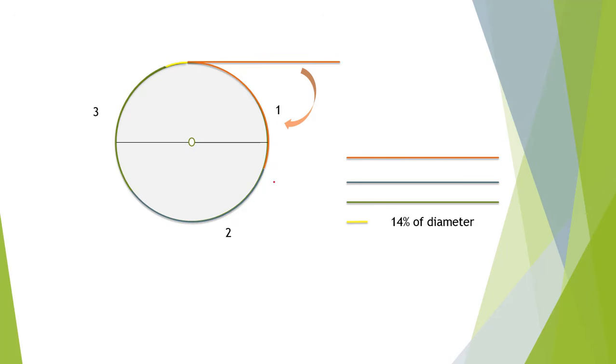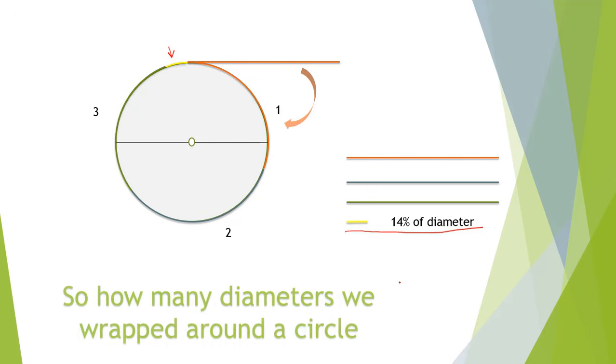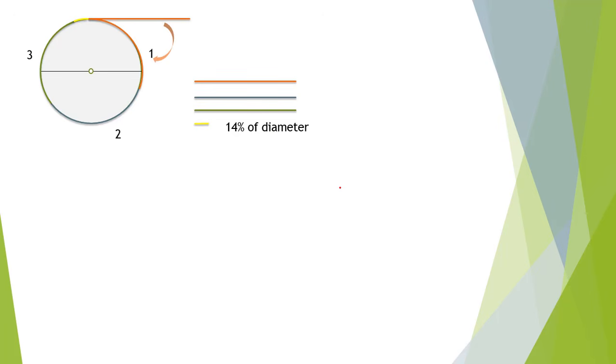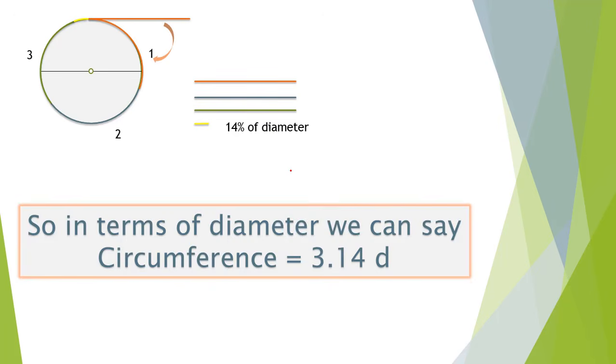So after wrapping 3 diameters, a small space is left. This small space is around 14% of a complete diameter. So we wrapped 3.14 diameters around a circle. So you can say circumference is 3.14 diameter. This 3.14 is termed as the value of pi, and regardless of the circle size, this ratio remains the same.